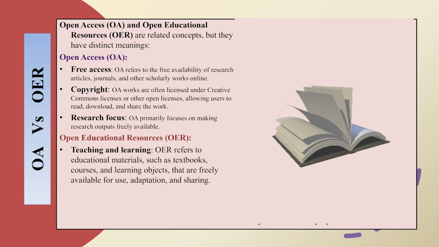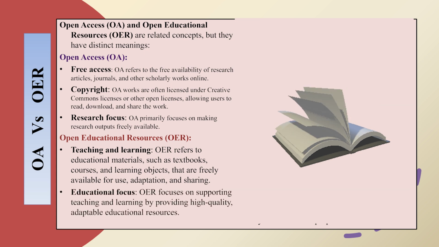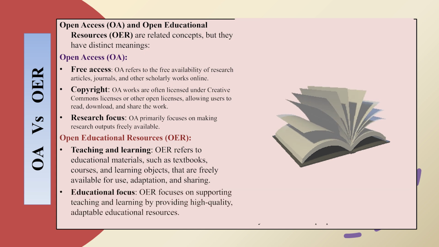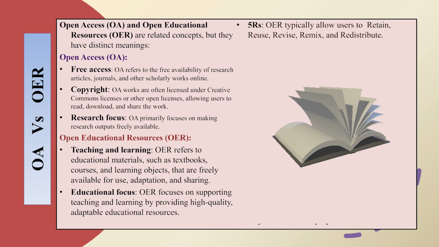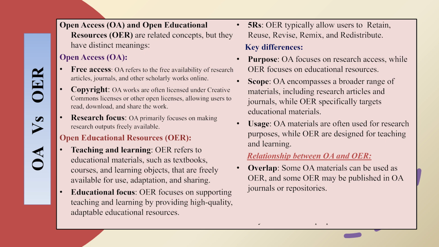Open education resources: what are open education resources? They are teaching and learning materials. OER refers to materials such as textbooks, courses, and learning objects, freely available. The educational focus of OER is on supporting teaching materials, for the 5Rs, which I've already told you: retain, reuse, revise, remix, and redistribute. Key differences are in purpose, scope, usage, and the relationship between open access and OER, which overlap.